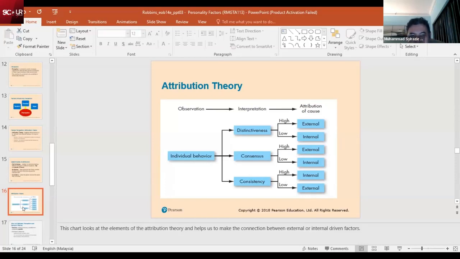So because of that, that particular behavior is externally caused. But if the consensus is low, whereby other people behave in a different way in situation number 1, also in situation number 2, and also in situation number 3, they behave differently from that individual. So it is low in consensus. So that means that particular individual's behavior is internally caused, because of himself.